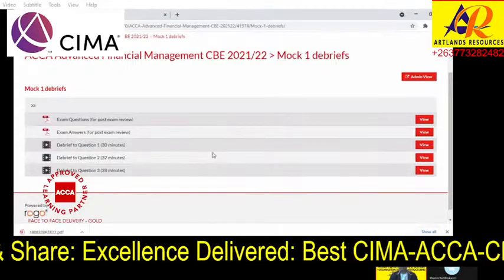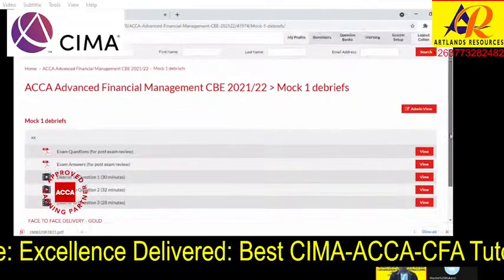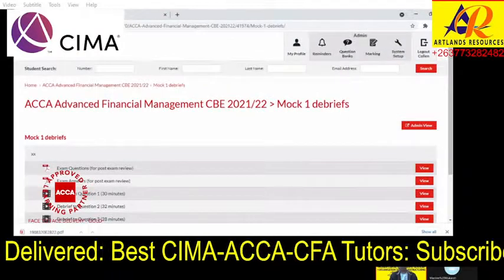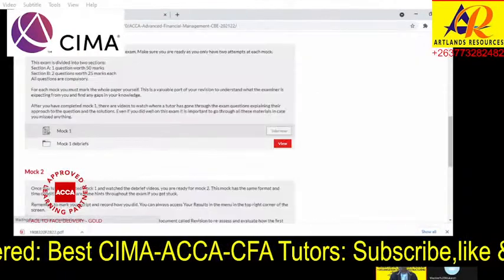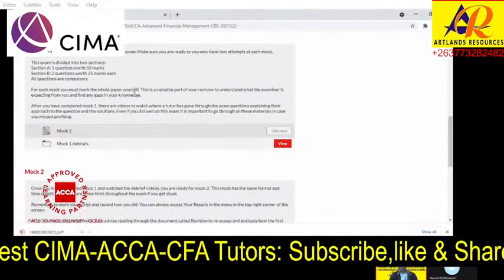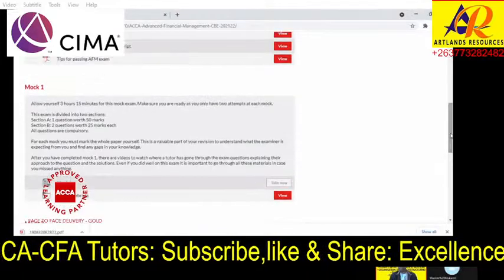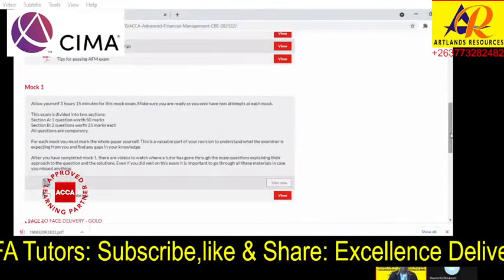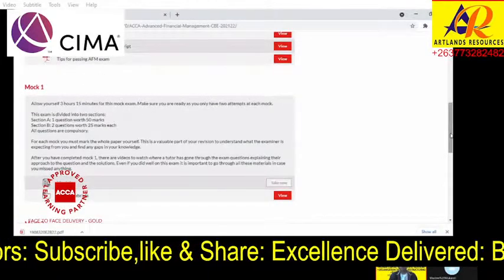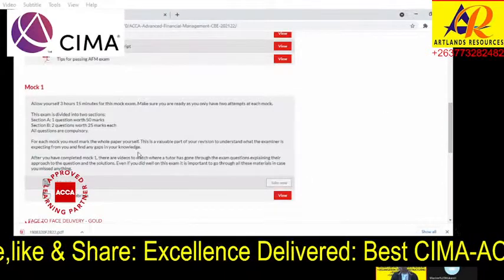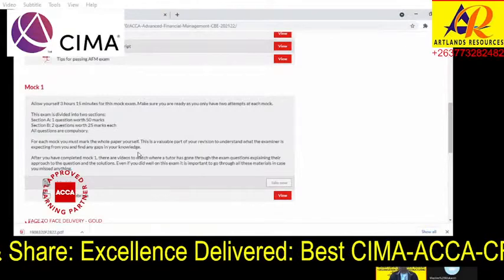So it's also important. And after doing mock number one, don't then jump to mock number two. No, after completing mock number one, learn from the mistakes in this particular mock and do practice questions from the revision kits, be it the BPP revision kit or Kaplan revision kit, on areas where you realize that there are gaps in knowledge.